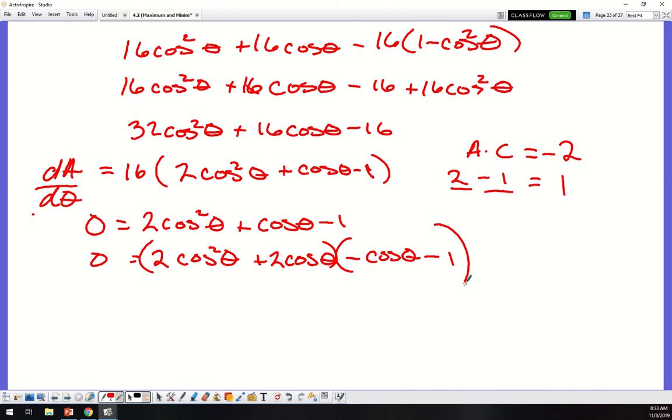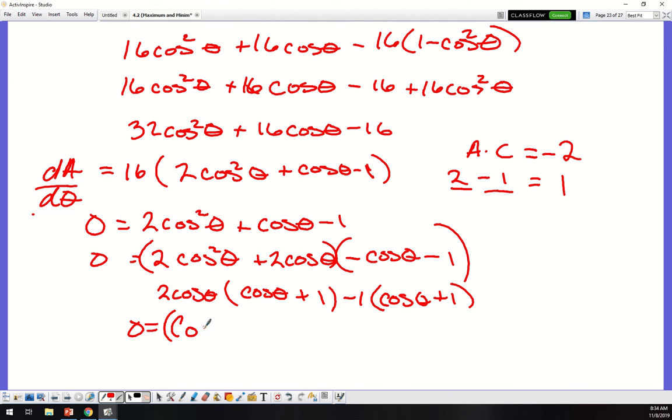So I'm going to take out a 2 cosine of theta, and after I take that out, that's going to be a cosine theta. If I take out everything, it's going to be plus 1. Okay, I'm going to take out a negative 1, and it's going to be a cosine of theta plus 1. So the common factor, so it's going to be 0 equals cosine theta plus 1 and 2 cosine theta minus 1.